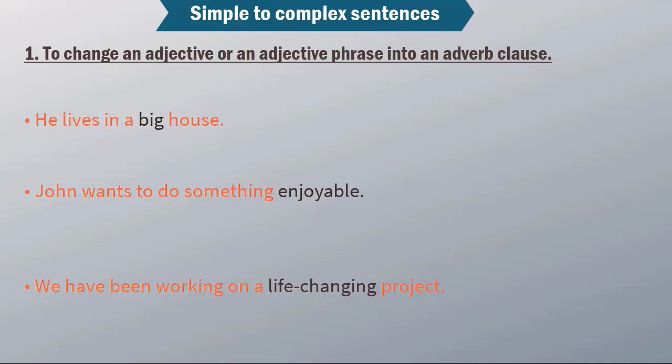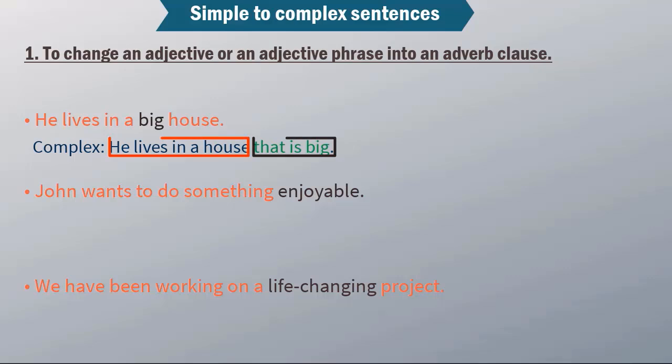Let's change them. Example number one, he lives in a big house. Guys, big is the adjective here. We can change it into an adjective clause and we can have a complex sentence by doing that. He lives in a house that is big. That is big is the adjective clause giving information about the noun house. So we've changed the adjective big into an adjective clause that is big. Alright? And when you do that, take the adjective out of the sentence and put an adjective clause after the noun it modifies.